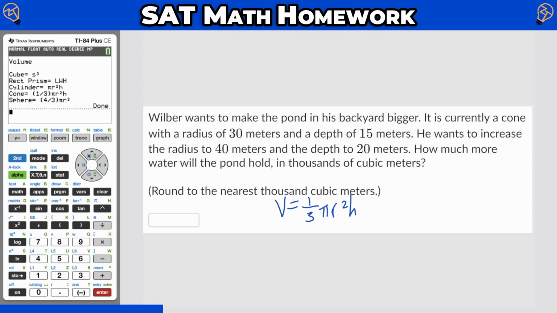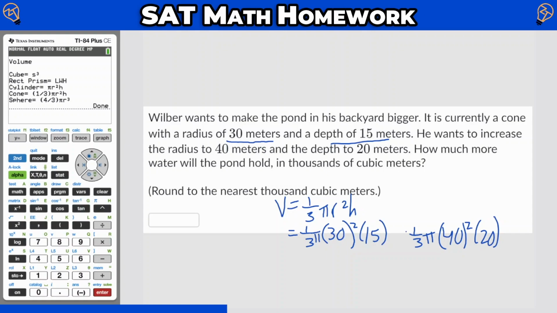And they tell us that it currently has a radius of 30 and a depth, aka a height, of 15. He wants to increase the radius to 40 meters and a depth of 20. Forgot to put the pi here, so let's jot that down. How much more water will the pond hold in thousands of cubic centimeters?